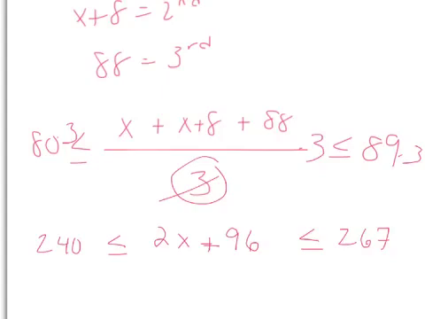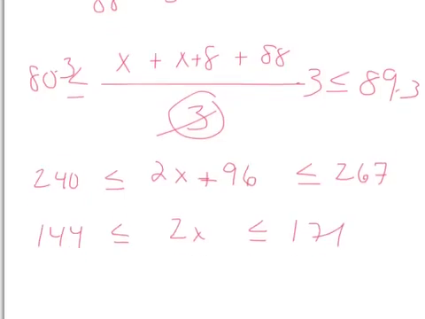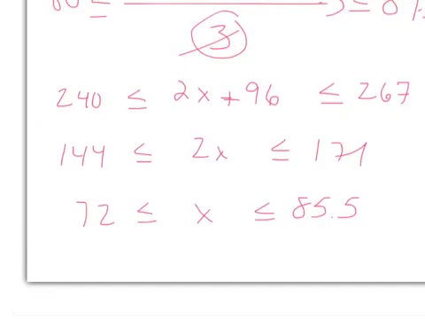Now, if I subtract 96 from all three parts of the combined inequality, I'm going to end up with 144 less than or equal to 2x less than or equal to 171. And now I can divide everything by 2 at this point and realize that I'm going to end up getting 72 less than or equal to x less than or equal to 85.5. So what we can say for this problem is that we conclude about her first test score. Her first test score was defined as x. So that means her first test score is between 72 and 85.5 inclusively.